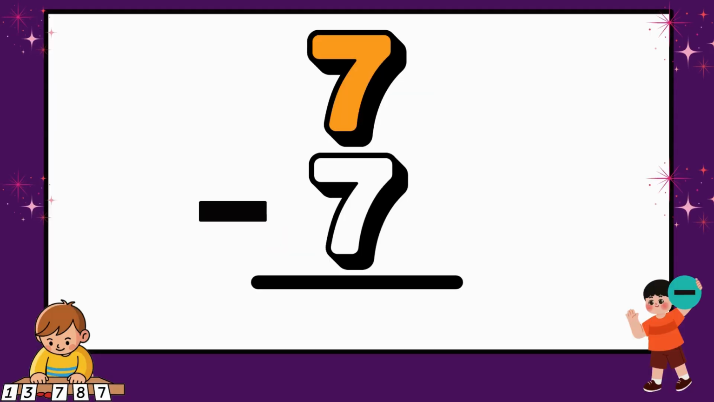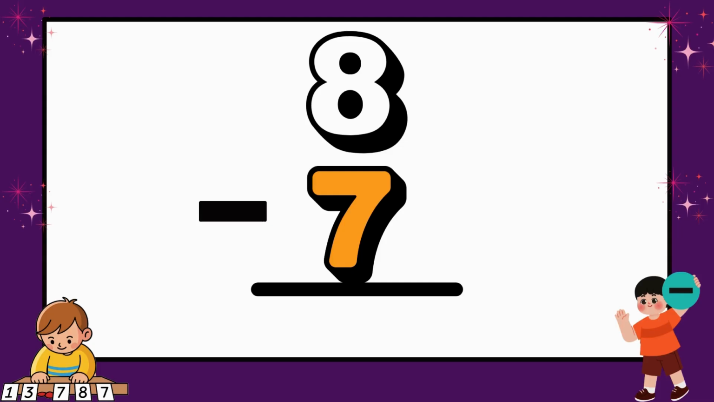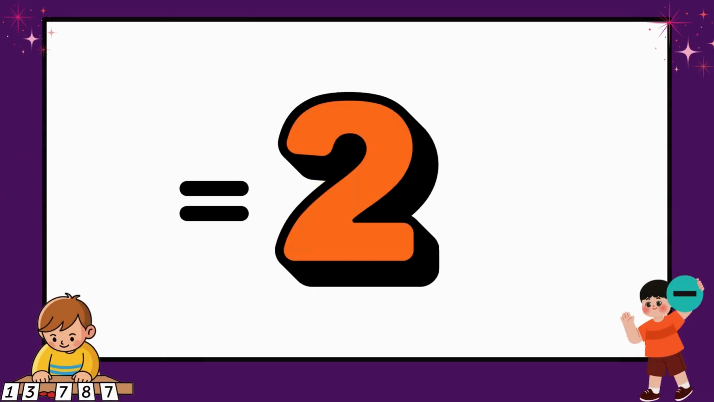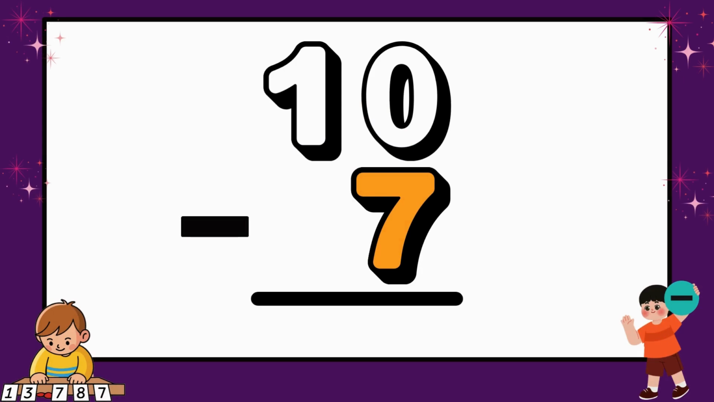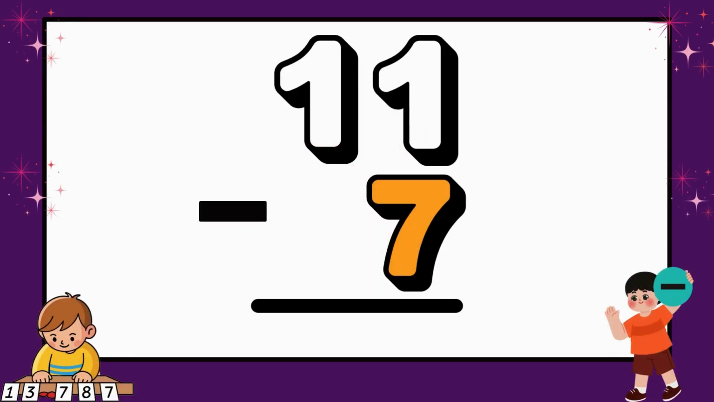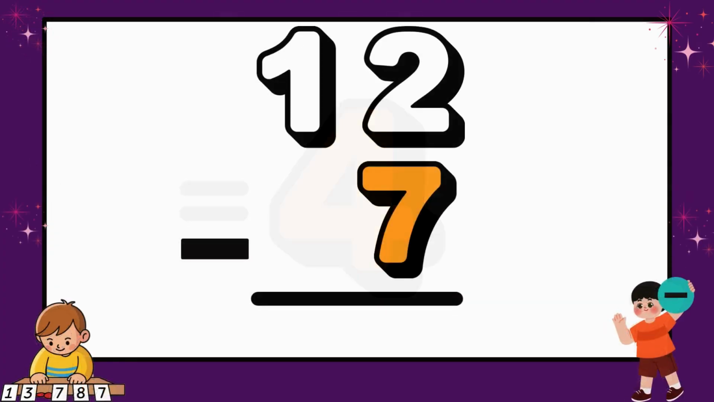First, 7 minus 7 equals 0. Next, 8 minus 7 equals 1. Then 9 minus 7 equals 2. After that, 10 minus 7 equals 3. Now 11 minus 7 equals 4. Moving on, 12 minus 7 equals 5.